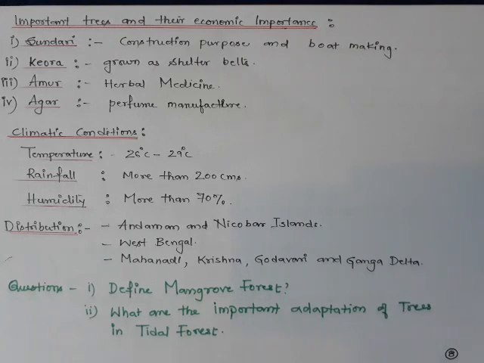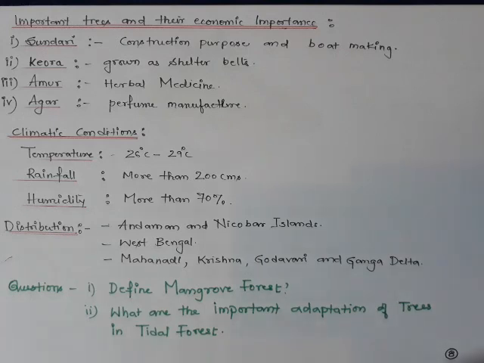Climatic conditions: temperature 26 to 29 degrees Celsius, rainfall more than 200 centimeters, and like tropical evergreen forest, highly humid, more than 70%. Distribution: Andaman and Nicobar Islands, West Bengal, Mahanadi, Krishna, Godavari, and Ganga Delta.